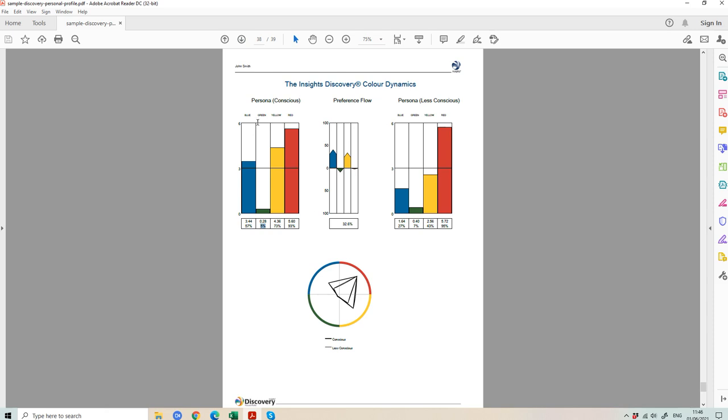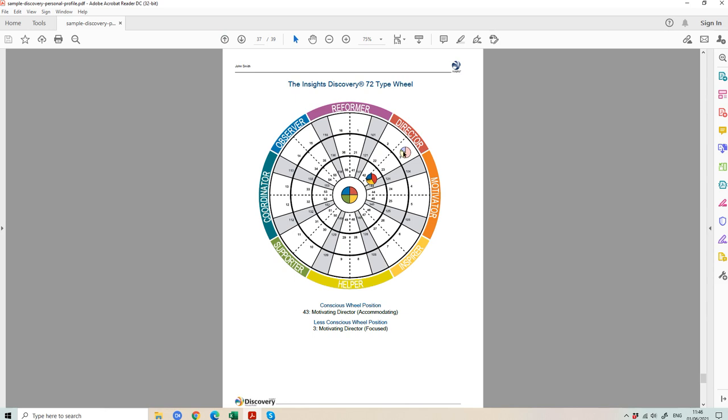If your conscious persona looks like this and you've only got one above the line, which we find only 2 or 3% of people who have profiles completed are that kind of personality type, then you would be a focused personality and you would be like our less conscious persona out here. You'd be what we call right on the edge. So strong on one color, but it's a bit of a journey for you to go anywhere. So again, not many people sit there.